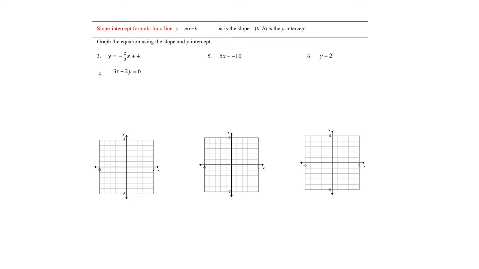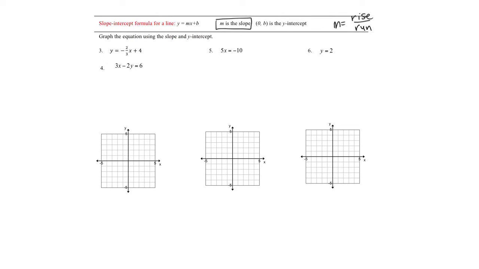Now we can use slope and the y-intercept to graph lines. So slope is the steepness, and that is the change in y divided by the change in x. The change in y we call the rise, and the change in x we call the run. And then the y-intercept is a point that we can start with. When you're looking at an equation y equals mx plus b, the constant there is the y value of the y-intercept. And then the coefficient of x, that is the slope.